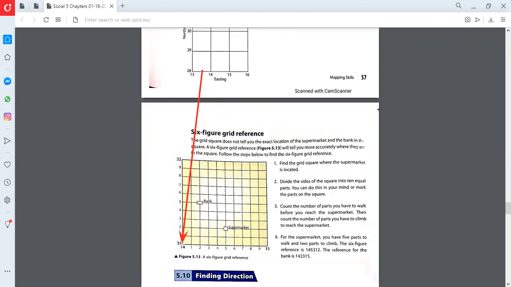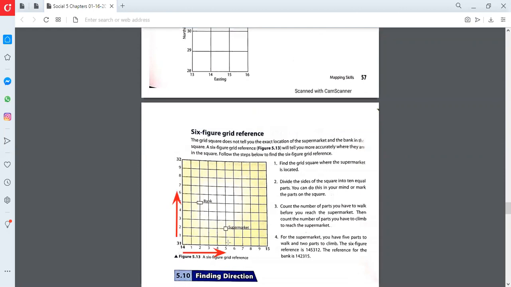In the beginning, this is the beginning point. They are giving you the reference like 14 and 31. So this 14 goes in this direction. Let me make an arrow. This 14 goes in this direction. Whatever the number you pick, it will go with it. And 31 goes in this direction.